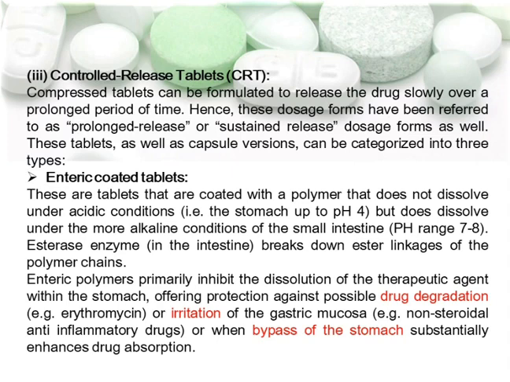These are tablets that are coated with a polymer that does not dissolve under acidic conditions, a polymer that does not dissolve in the stomach where the pH is up to 4. But this polymer dissolves under the more alkaline conditions of the small intestine, where the pH ranges from 7 to 8. Plus, esterase enzyme in the intestine breaks down the ester linkage of the polymer chain. Hence these polymers are dissolved in the intestine and not dissolved in the stomach.